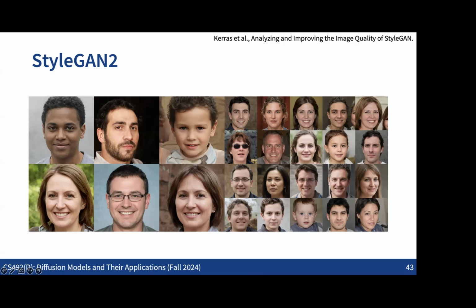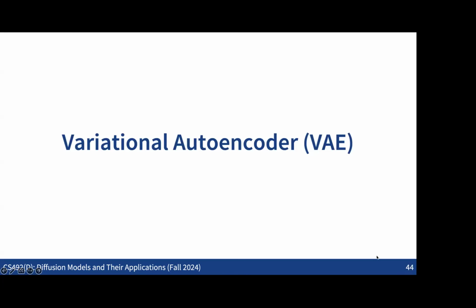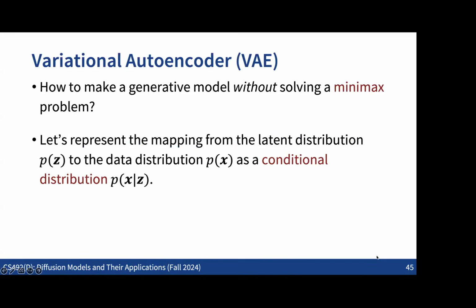So that was the very basic idea for the GAN, which is quite intuitive and straightforward. Now we are moving on to the VAE, and I'd like to tell you that now we're going to see some math here. The basic idea of the VAE is how we can make generative models without solving the minimax problem.